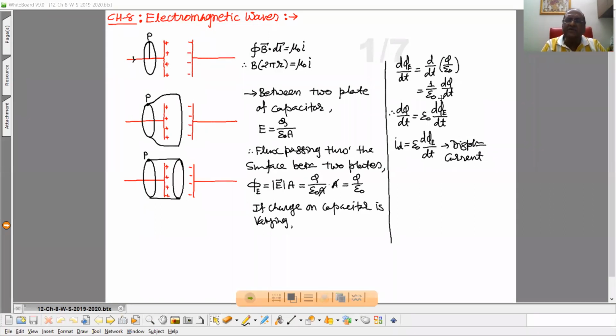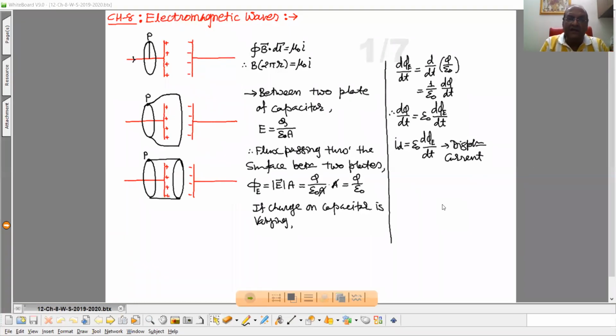So if charge is varying, then we can write 1 upon epsilon 0 dq by dt. Take this epsilon 0 on the left hand side and make dq by dt the subject. So dq by dt is epsilon 0 d phi by dt. But dq by dt, as per definition, is the current. And this current he termed as the displacement current.